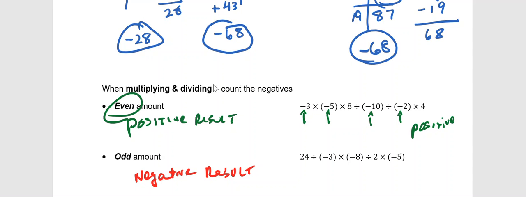And likewise, in my other example, I have 1, 2, 3 negatives. That's an odd amount. And that tells me I'm going to therefore get a negative result.